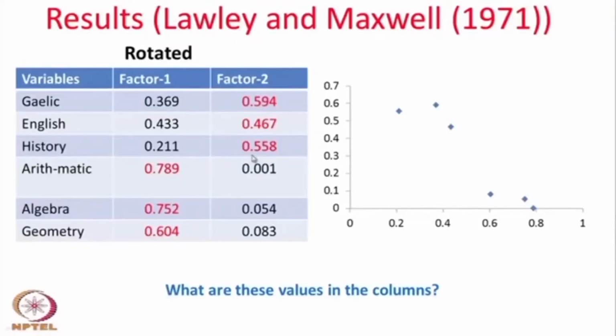So, Lawley and Maxwell say that this intelligence, having arithmetic, algebra and geometry, these are mathematical ability and verbal ability. These two components are factors hidden there, which are manifested in terms of the performance in the mathematical subjects as well as the literature based subjects. Okay.